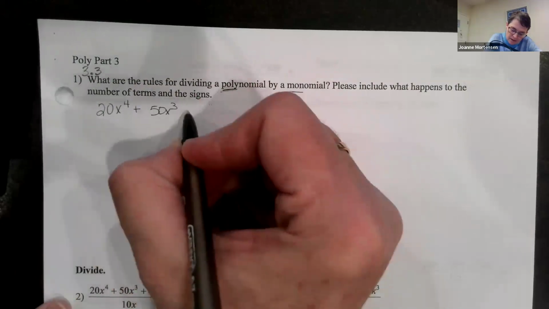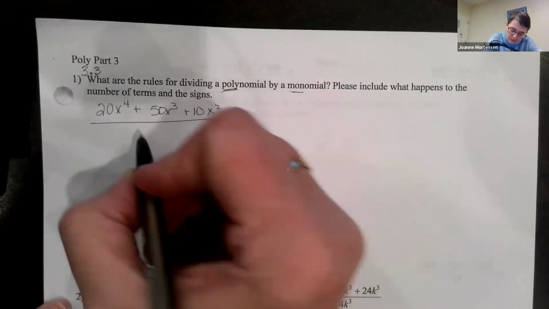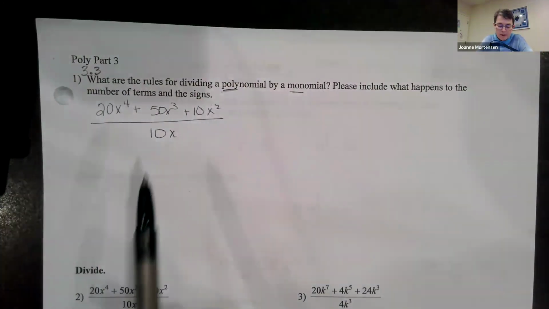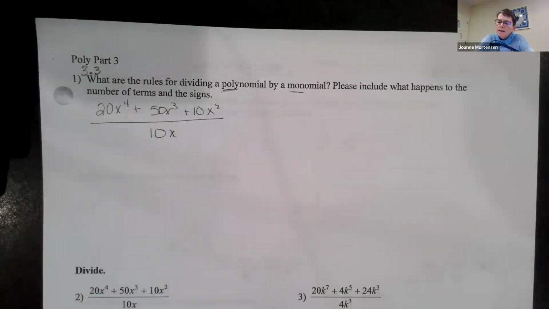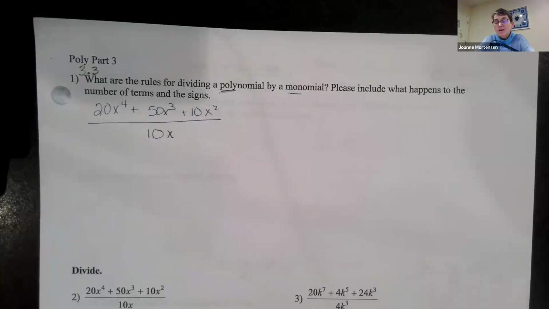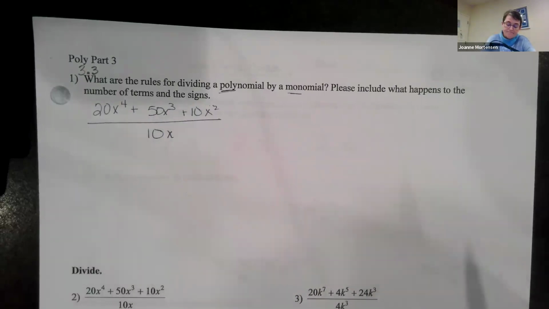20x to the 4 minus 50x squared plus 10x squared over 10x. Okay, so this is the part: polynomial, 1, 2, 3, monomial, 1. In Math 10, that's all we have to worry about. In pre-calculus, maybe 30, you get to have multiple terms on the bottom. I don't want to talk about that because it won't work.